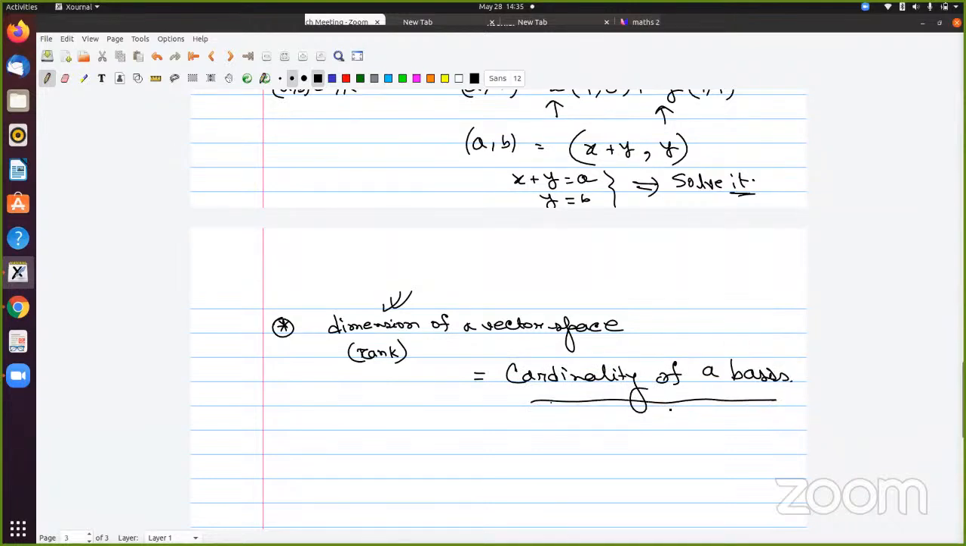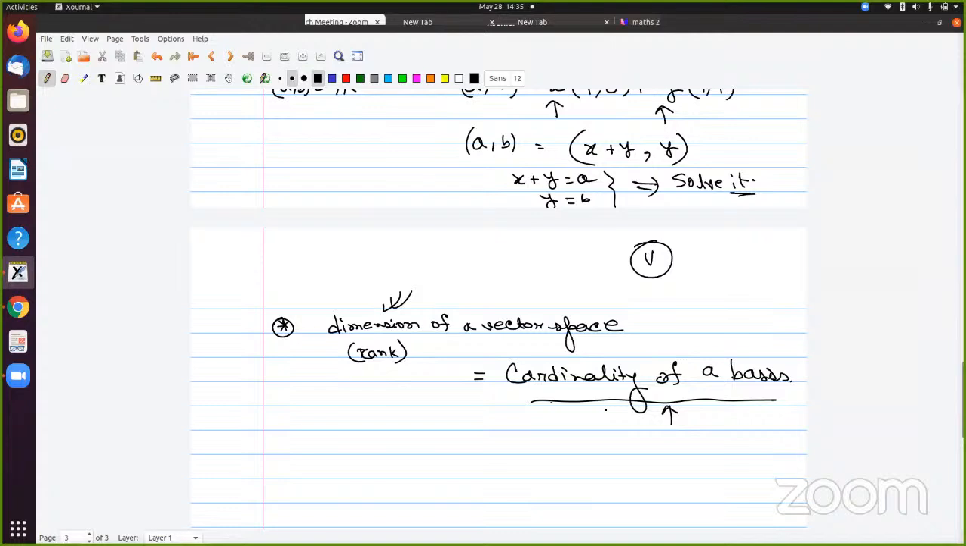Now it can be shown that this cardinality will always be the same for all the bases, because I have said that V has infinitely many bases, right? Why is it guaranteed that all the bases have the same cardinality? Without proof we cannot confirm that. So there is a proof which says that all the bases have the same cardinality, and I will tell you why in a minute. But before that, remember that the cardinality of a basis is fixed, whatever basis you choose. So the dimension of a vector space is well defined.